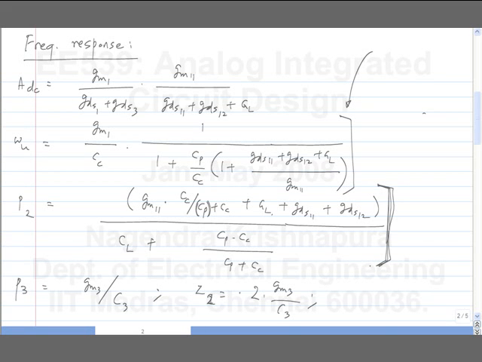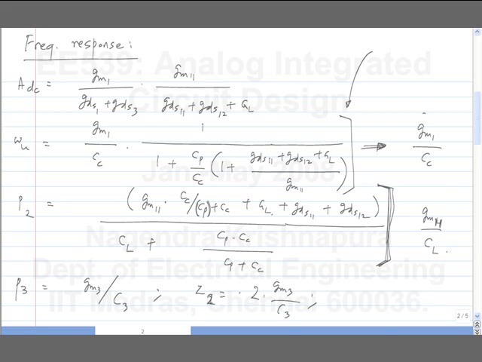If I take an extreme case where Cc is much more than Cp, what is the value of omega u? Gm1 by Cc. What's the value of P2? When Cc is much more than Cp, I'll ignore everything else. So this is approximately 1, right? And this I neglect completely in favor of CL. So this is Gm11 by CL. So Gm11 by CL has to be more than Gm1 by Cc.